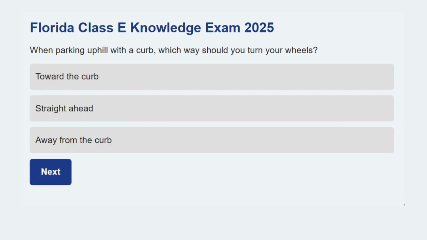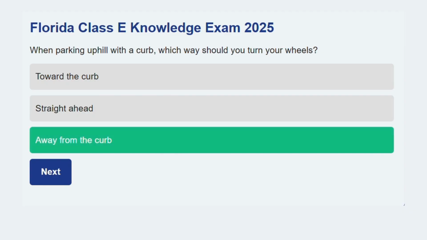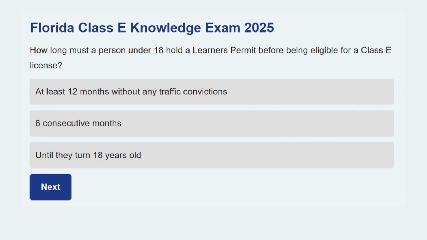When parking uphill with a curb, which way should you turn your wheels? Away from the curb. Turning the wheels away from the curb left ensures that if the brakes fail, the car will roll back into the curb and stop. On to the next topic.